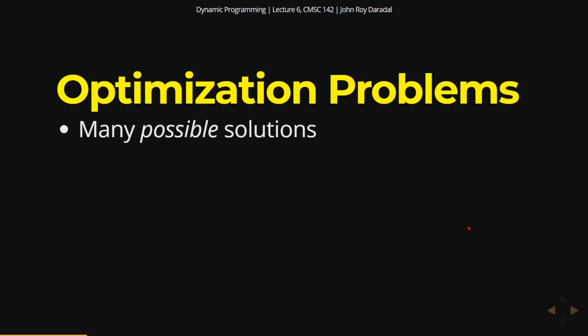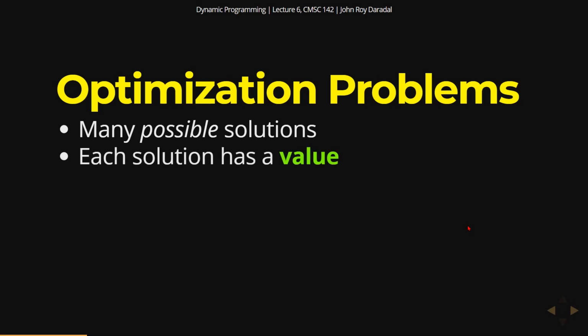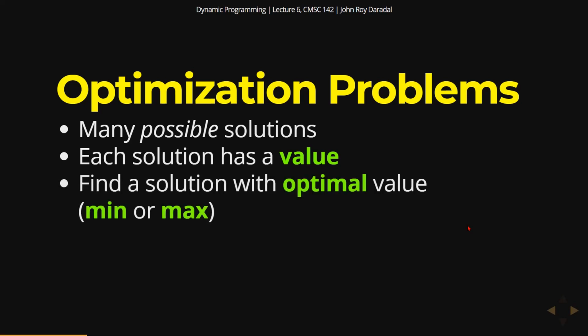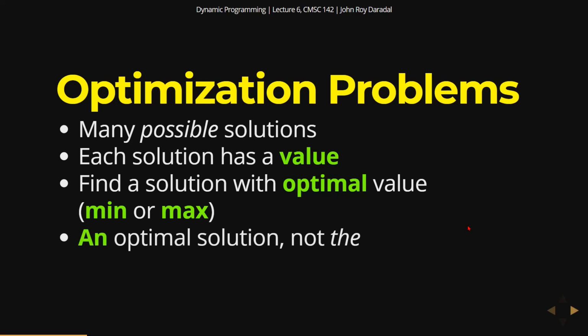Okay, so in optimization problems, there usually are many possible solutions. Each solution has a value that is associated with it, and that is what we're trying to optimize. So we need to find a solution with optimal value. So it's either minimum or maximum depending on the type of problem that we are dealing with. Okay, and we want to emphasize that we are looking for an optimal solution, not the optimal solution, because there could be multiple optimal solutions, right? It could be more than one. So we're just looking for at least one, or just one of those optimal solutions.